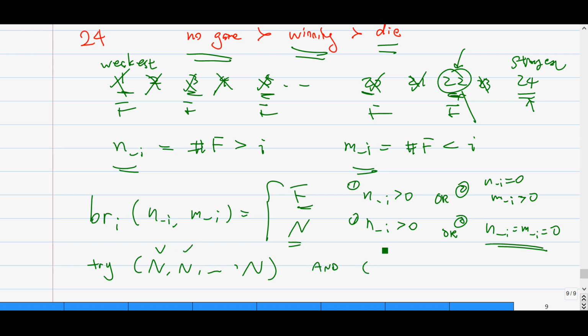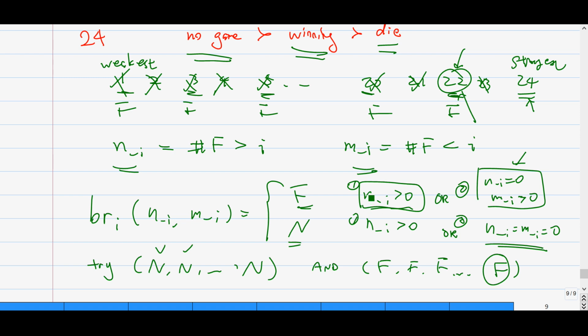And the other one, we can try everyone is fighting, which is a Nash equilibrium as well, right? If everyone is fighting, then it satisfies the condition here, so n minus i is larger than 0. For one person it's not, but that person satisfies the other condition, the strongest person. So for this person, this condition is used. For everyone else, this condition is used. Then we get that all of them are best responding too. So these two, at least, are Nash equilibria.